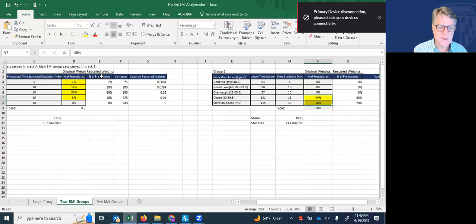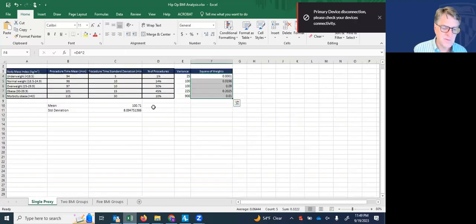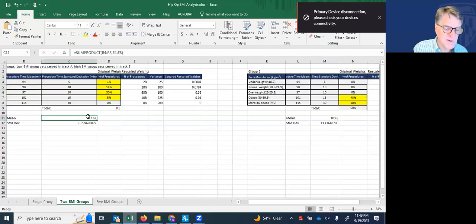Now, if I do that same calculation that I've just demonstrated, what I get is a mean of 97.62. The mean with all patients pooled was 100.71, a standard deviation of 8.09. So if I split it up, it is lower for this track A group, the lower BMI folks, 97.62.